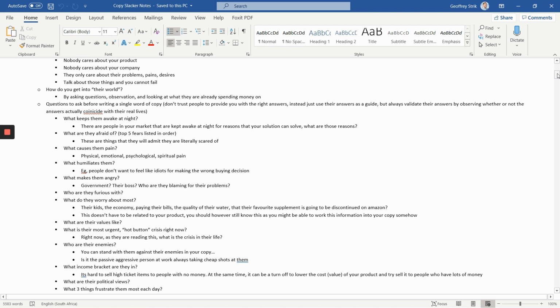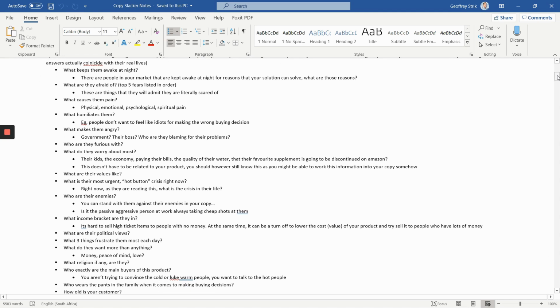questions we can ask. What keeps them up at night? There are people in your market that are kept awake at night for reasons that your solution can solve. What are those reasons? What are they afraid of? Top 5 fears listed in order. These are things that they'll admit they are literally scared of.